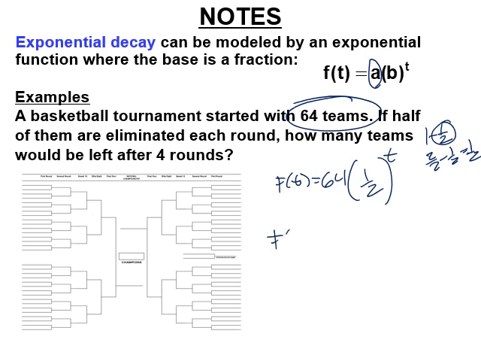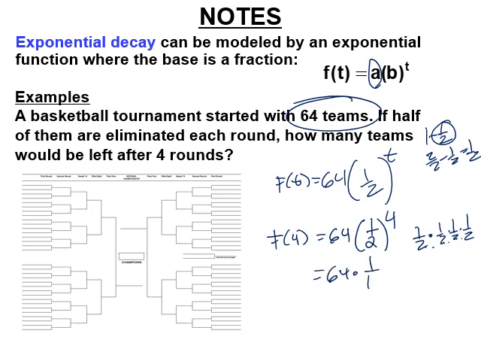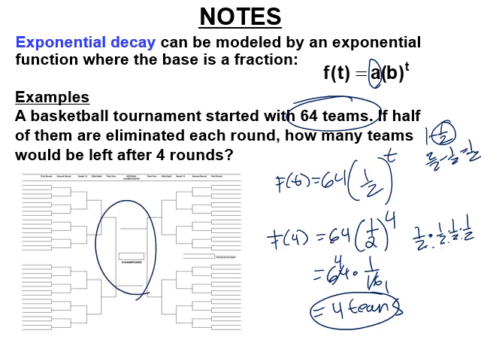So we're going to evaluate that for f of 4 equals 64 times 1/2 to the 4th. So 1/2 to the 4th is 1/2 times 1/2 times 1/2 times 1/2, which is what, 1/16. So we have 64 times 1/16 canceling, and we'd have 4 teams. Yeah, and in this famous basketball tournament, they called this the Final Four when you get to that round.